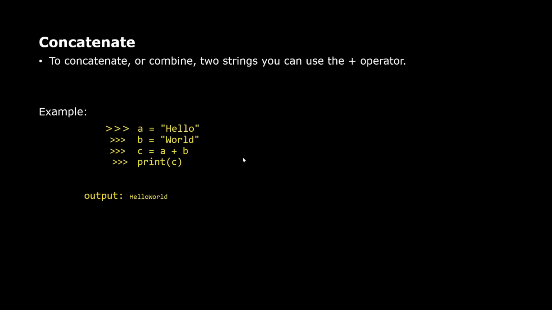And the next one is concatenation. Simply we can say that concatenation is combining or adding two things, using the plus operation. Here the example: a is equals to hello, b is equals to world, c is equals to a plus b, print c. So we print a plus b, hello plus world, hello world. I hope you understand about concatenation and repetition.